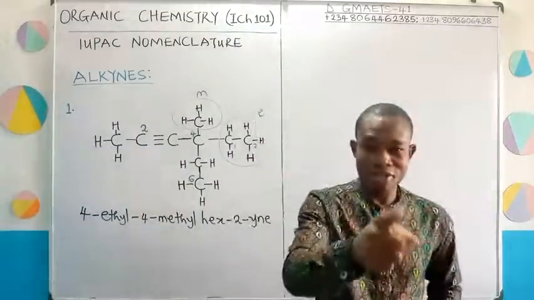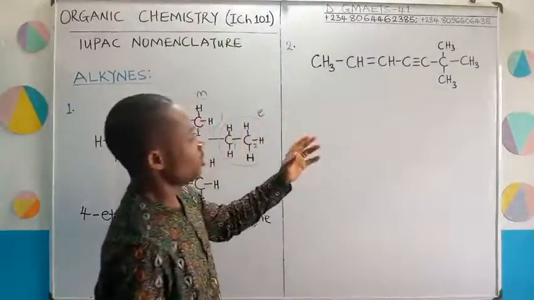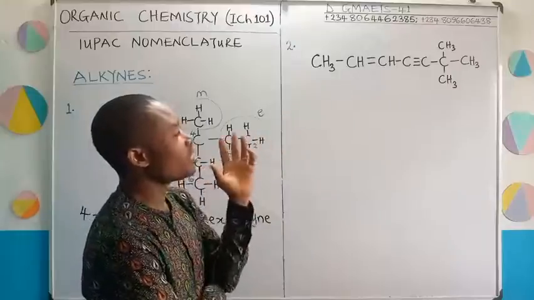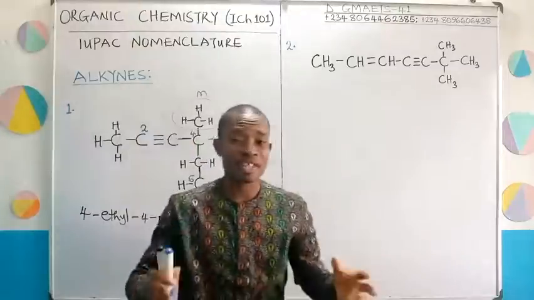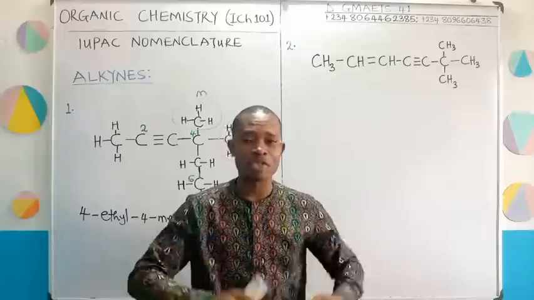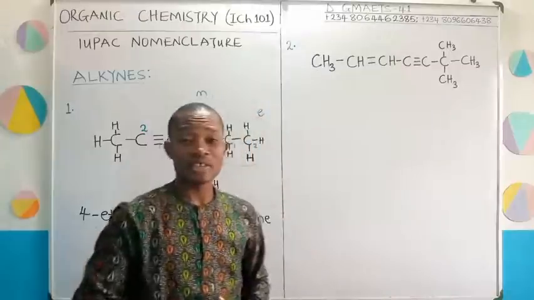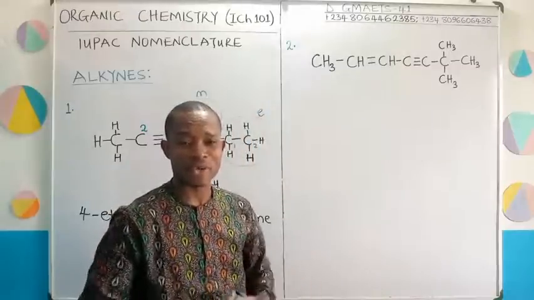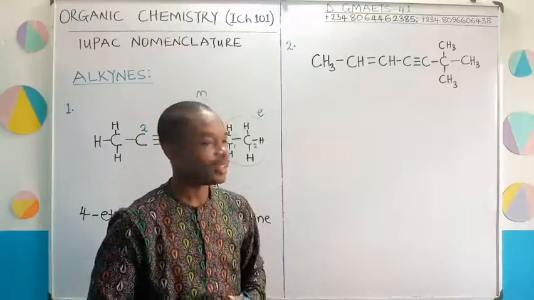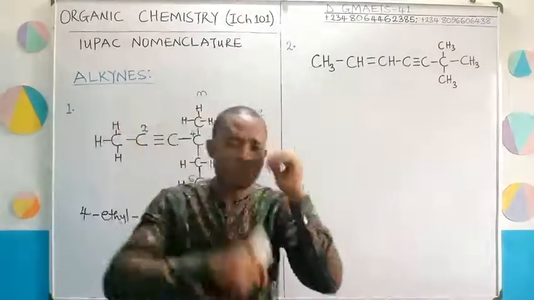We're moving on to structure number 2. In structure number 2, we've got this on the board. And if you look at this structure, I could see 2 unsaturated bonds. You see, double bond and triple bond are referred to as unsaturated bonds. And of course, they are the 2 unsaturated bonds we have when dealing with organic chemistry. Single bond is saturated.